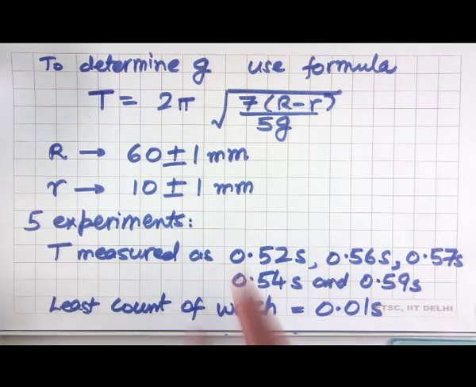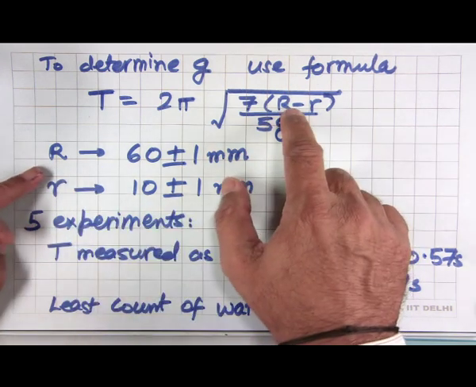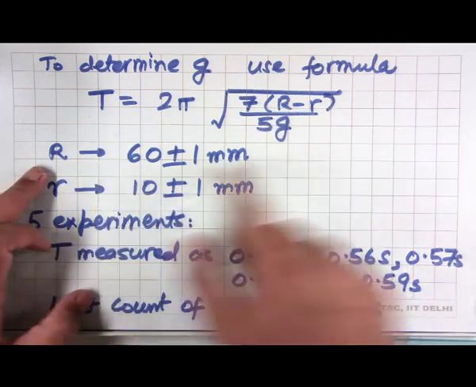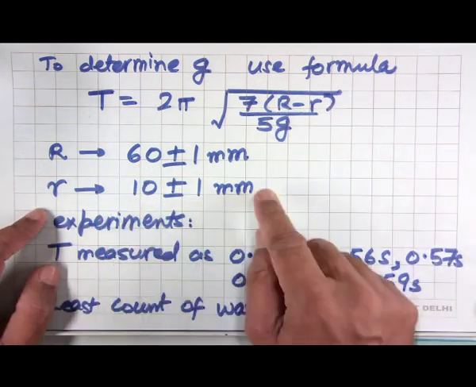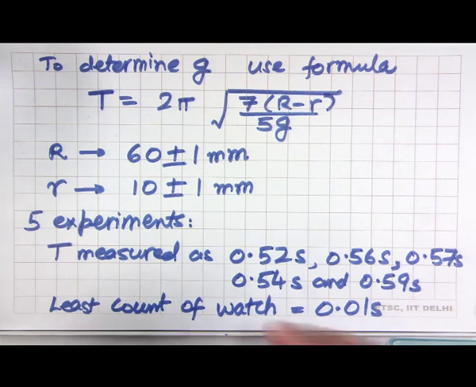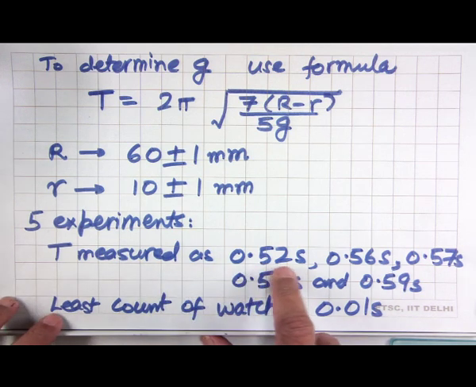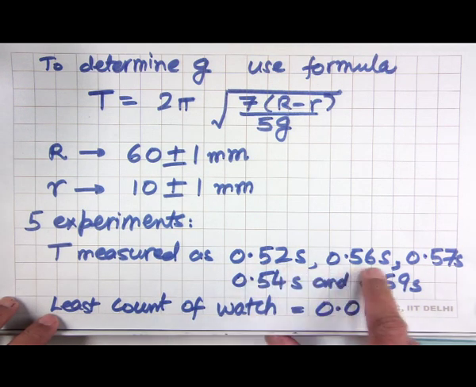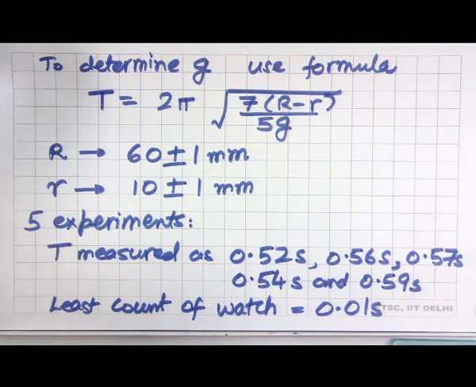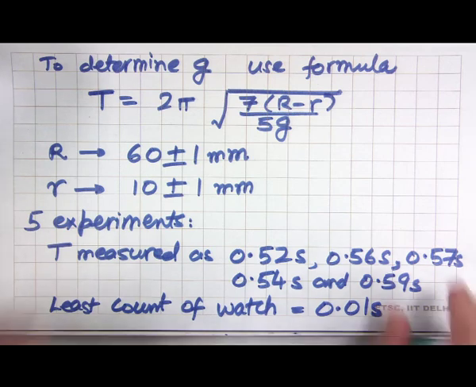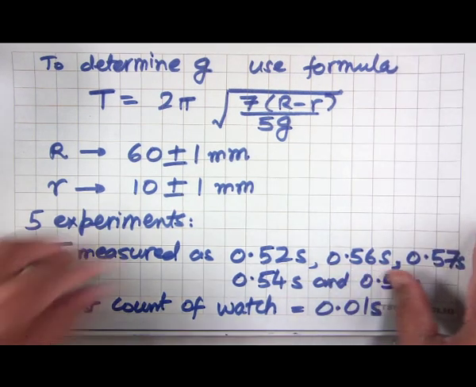So, now what is also given is that the value of R is given as 60 plus minus 1 millimeter. The value of small r is 10 plus minus 1 millimeter, and to find the time period, the experiment is repeated 5 times with a watch and the time period is measured. The time periods measured in the 5 experiments are 0.52 seconds, 0.56 seconds, 0.57 seconds, 0.54 seconds and 0.59 seconds, and the least count of the watch is given as 0.01 seconds.